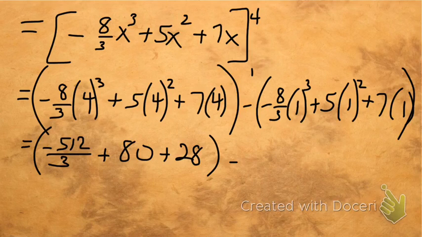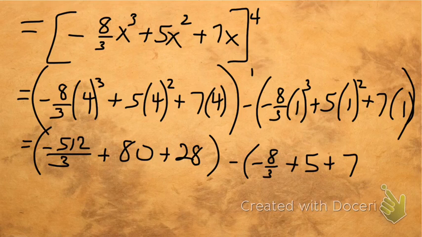And then we'll be subtracting, but first 1 cubed is 1. Times negative 8/3 is negative 8/3. 1 squared is 1, times 5 is 5, and 7 times 1.